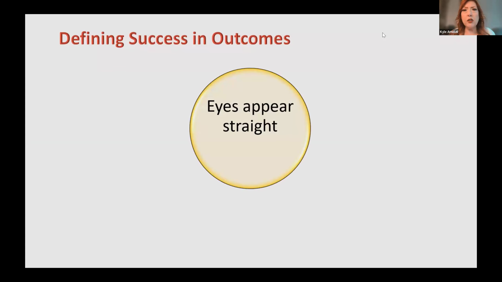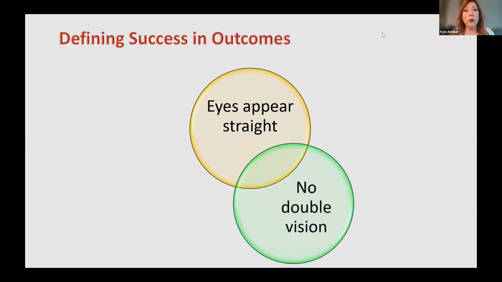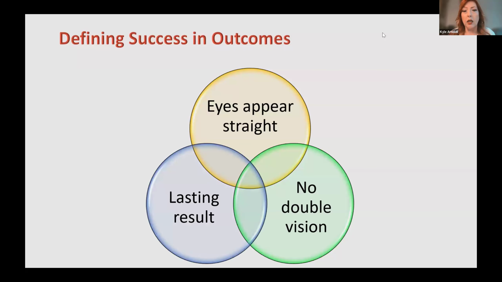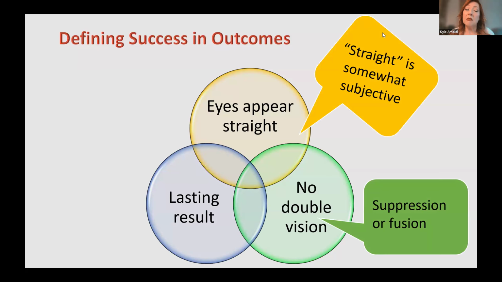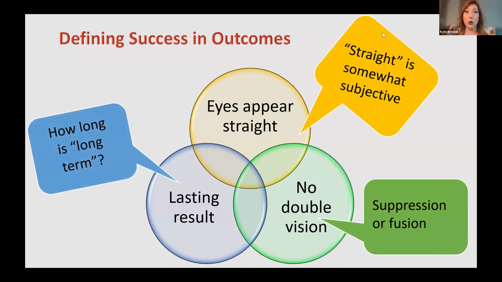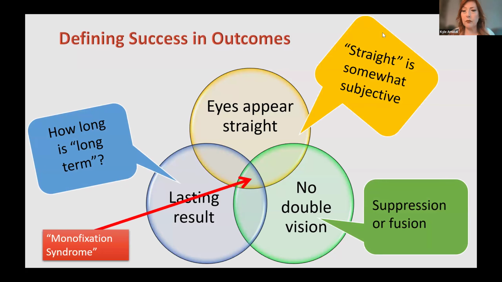So parents, patients, ophthalmologists, surgeons, and orthoptists would all agree there are three broad areas that we look for when we're judging success. The eyes appear straight, there's no double vision, and the result is lasting. But there's a lot of gray area in here. Straight is somewhat subjective. No double vision could mean suppression or fusion, and we don't seem to be able to agree on what long-term means. Where these three broad goals intersect is the monofixation syndrome.